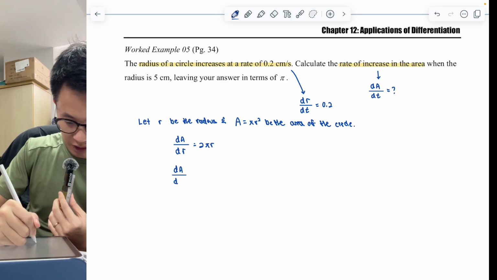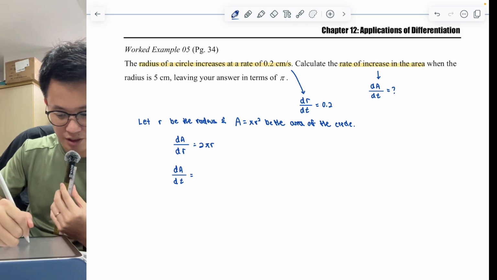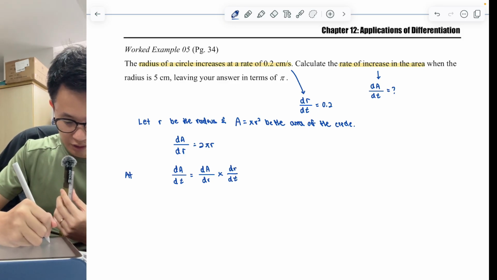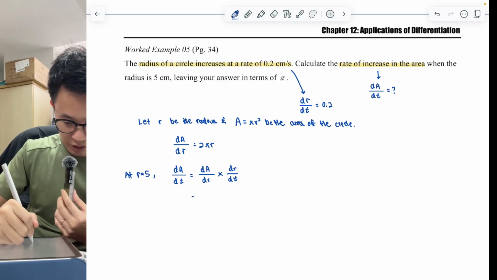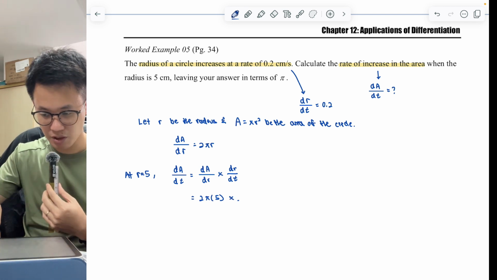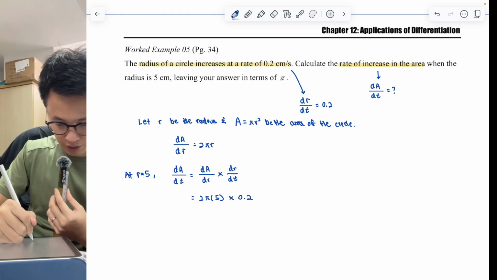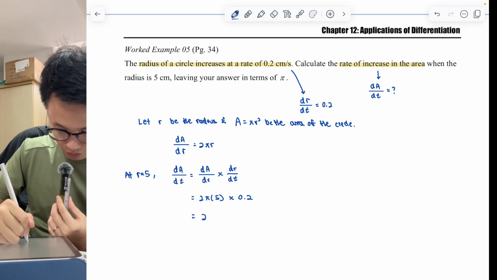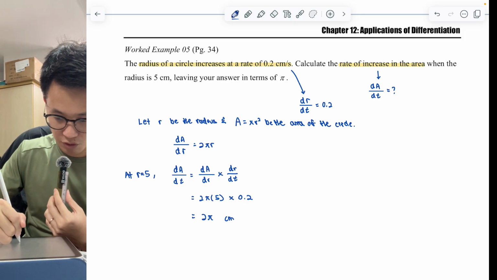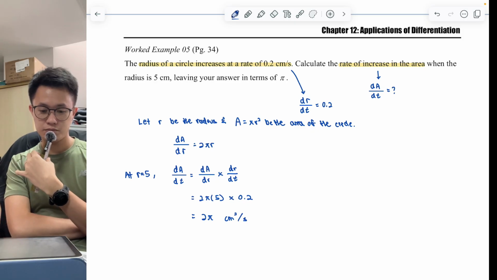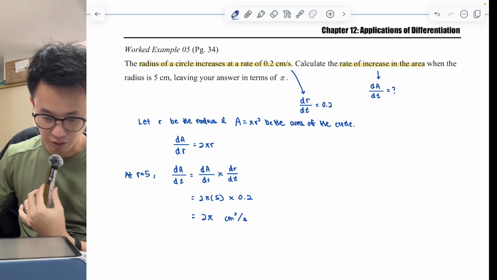Okay, but nevertheless, having that doesn't really help me. But what I'm trying to find is dA over dt. Right, that's what the question is asking. So dA over dt is dA over dr times dr over dt. Okay, and it's at r equals to 5. So dA over dr is 2 pi times 5 times dr over dt, which is what the question has shown us, is 0.2. So we have 0.2 times 10. So this will be 2 pi cm square per second. Right? We need to write the units here because this is a rate of change. Okay? So it's a very, very simple example of how this goes.